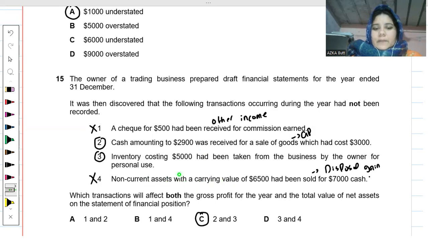And it would not affect your net assets, because we don't need to record it in the statement of financial position, since we have sold this asset. That is why it would not affect your statement of financial position. Yes, but it would not affect the gross profit either, because this is a disposal gain. So that's the reason it would not affect the gross profit.